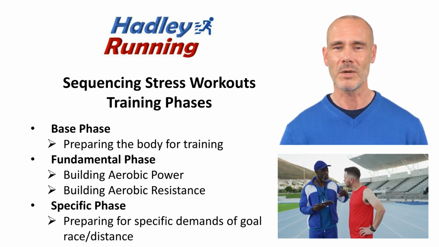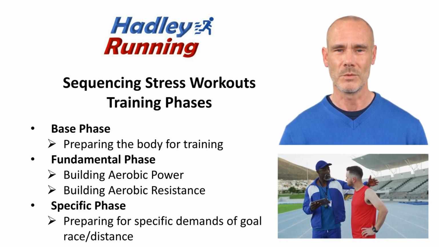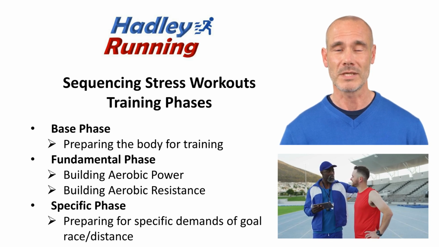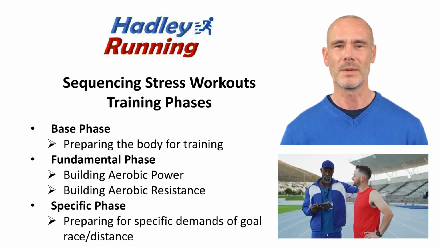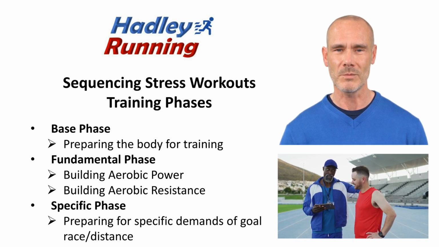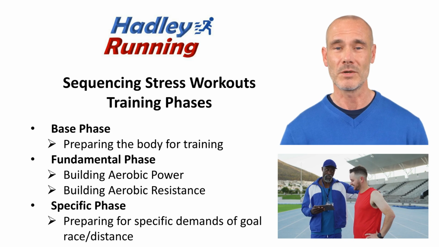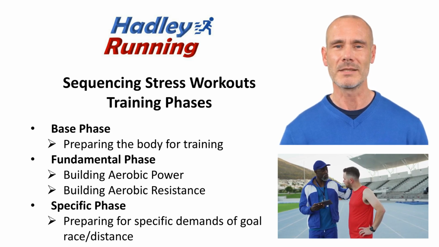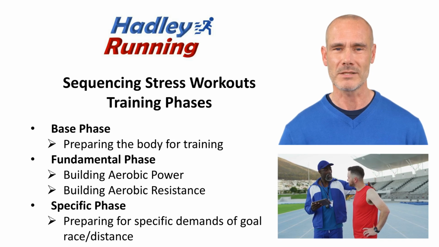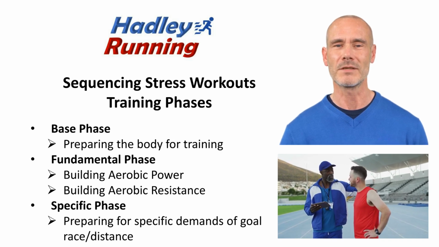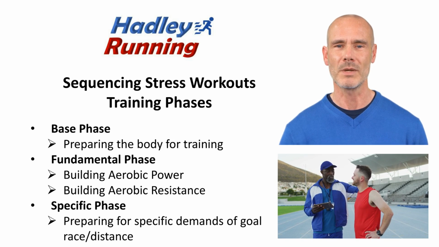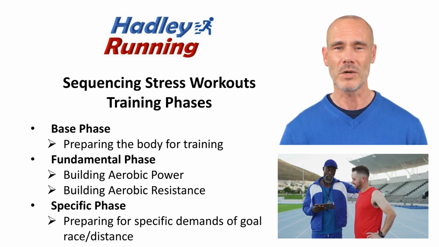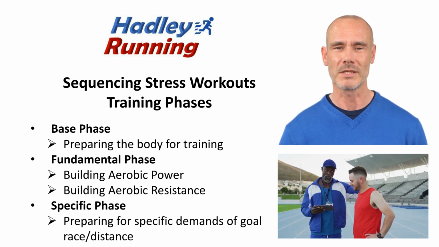How and when and how often we use each type or category of stress workouts depends on many factors, including which phase of training we are in. With runners who are preparing for a specific goal race, we typically use a 3-phase training program. The first phase is the base phase, or sometimes referred to as the preparatory phase. In this phase, we are preparing the body for more specific training to come. We get used to our weekly training routines in terms of number of runs and distances, and prepare our muscles with strength training and running form drills.